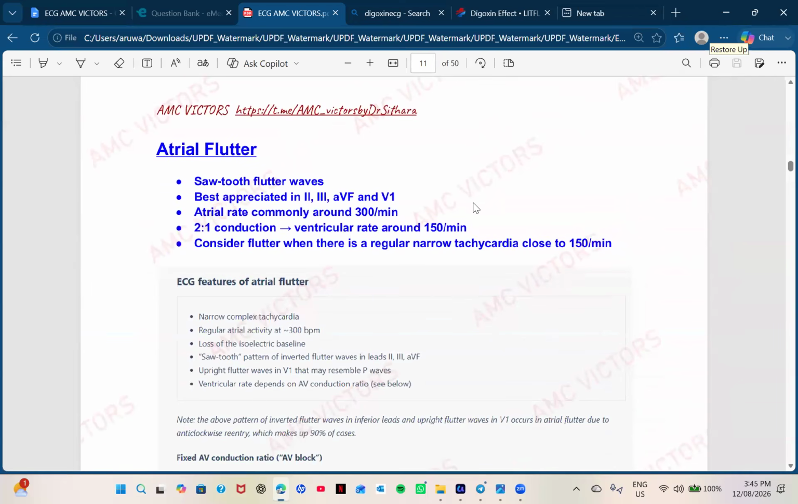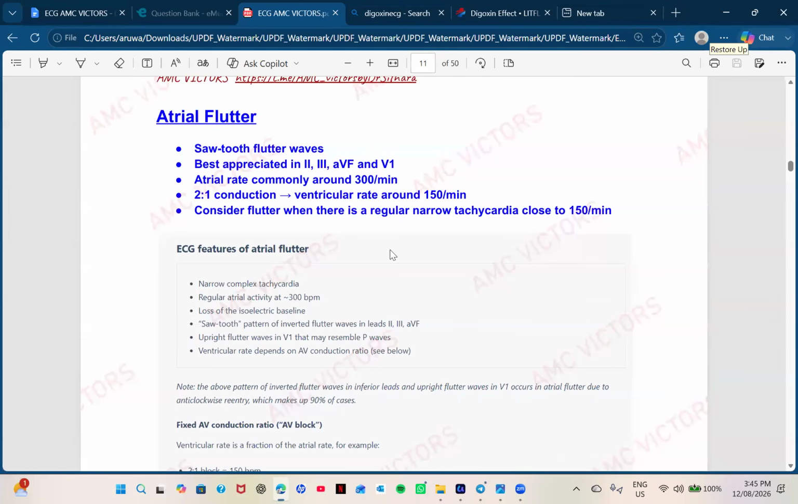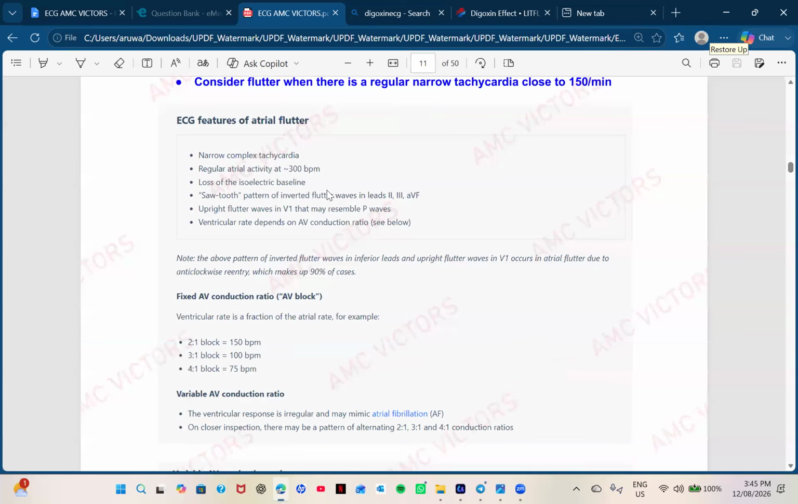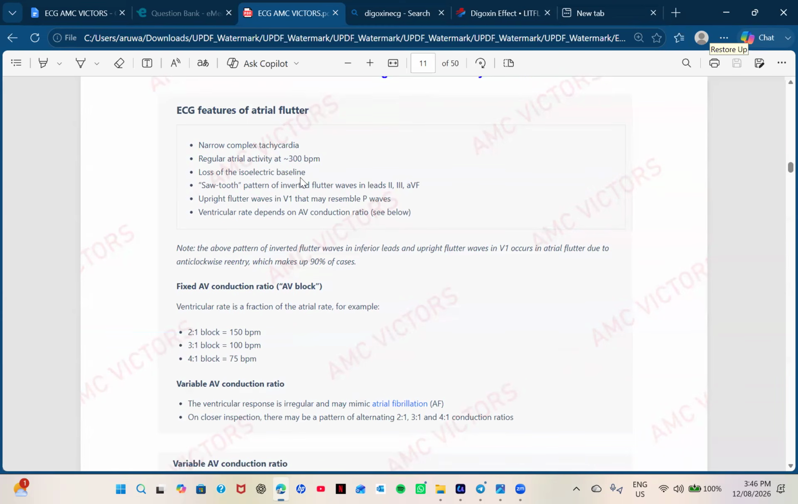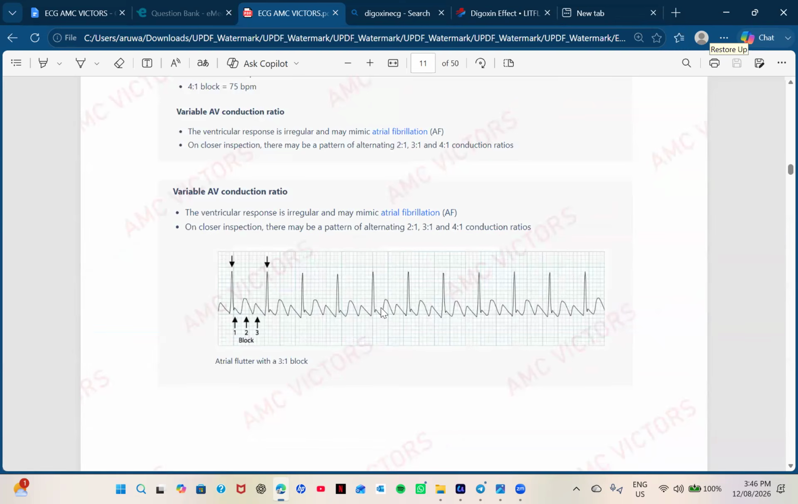Okay. So what is atrial flutter? How can you see atrial flutter? In atrial flutter, you can see a narrow complex tachycardia, right? Regular atrial activity at around 300 beats per minute. Loss of isoelectric baseline, and you can see the sawtooth pattern, right? Sawtooth pattern. Can you see the sawtooth pattern?